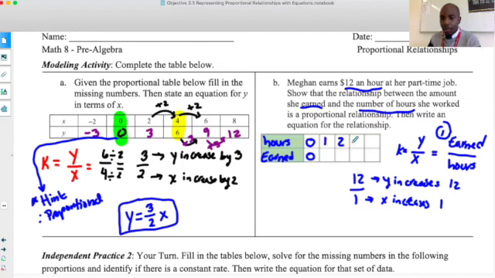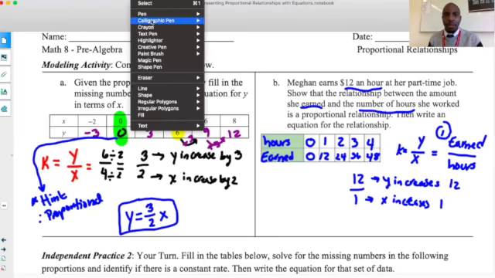Then what I want us to do is realize, okay, well, X is increasing by 1. So 1, 2, 3, 4. Notice in our past one, the X was increasing by 2, so it went 2, 4, 6, 8. Our earned is going to be increasing by 12. So I'm going to go 12, 24, 36, 48. Now, that's my table. My table's filled out, but now I'm still missing something.